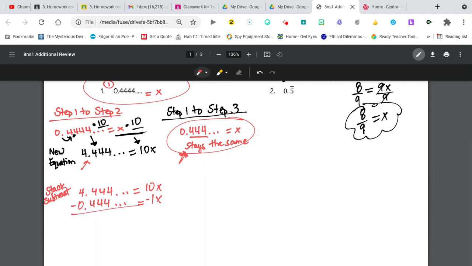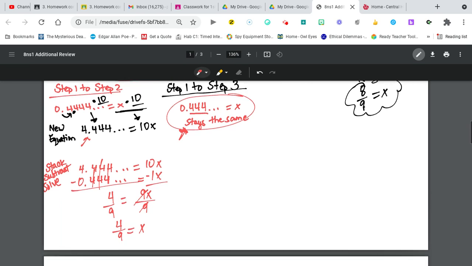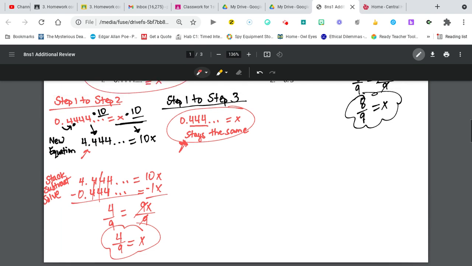And let's subtract. 4 minus 4 is 0. 4 minus 4 is 0. 4 minus 4 is 0. 4 minus 0 is 4. On this side, 10x minus 1x is 9x. Then after you subtract, it says solve. Get x by itself, so divide both sides by 9. So we end up with 4/9 is equal to x. It's already in simplest form, so that's it. Don't change it to a mixed number because the top number is not bigger than the bottom. Hopefully that helps a bit, guys.